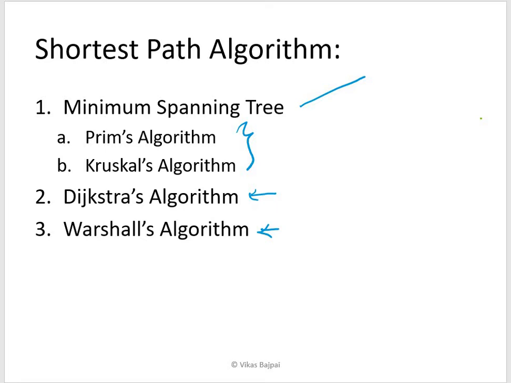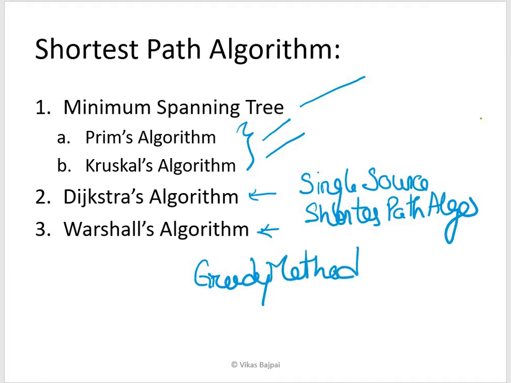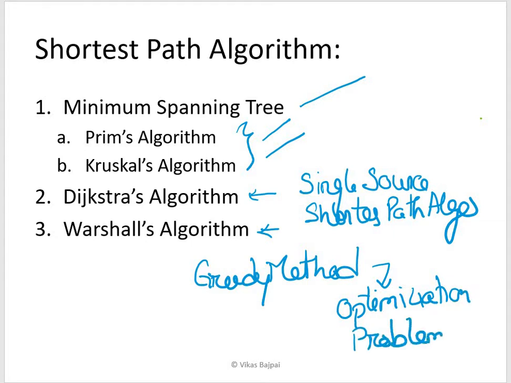And this Dijkstra algorithm is a single source shortest path algorithm. Unlike Prim's and Kruskal's, this is also a greedy method. That means it's basically an optimization problem. So we are trying to optimize the results, and the idea is once again to find the shortest path.